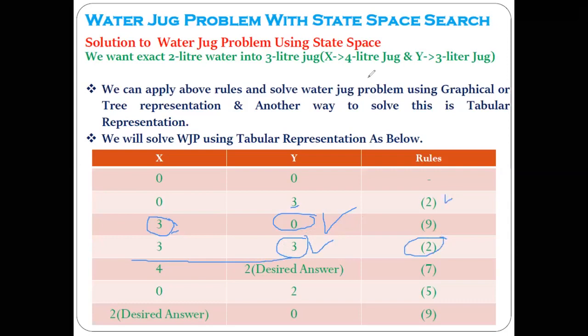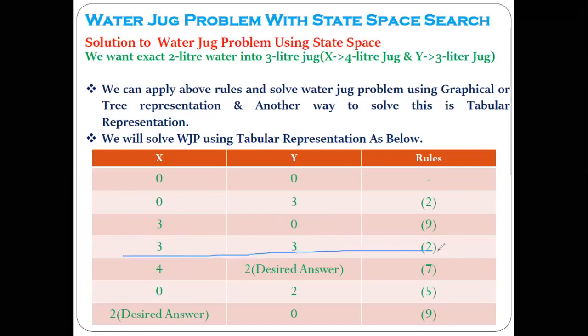Okay, then our last step is what? We have reached up to this point. Now the last step is what? We have to pour the water from the Y jug into the X jug until the X jug becomes completely filled.